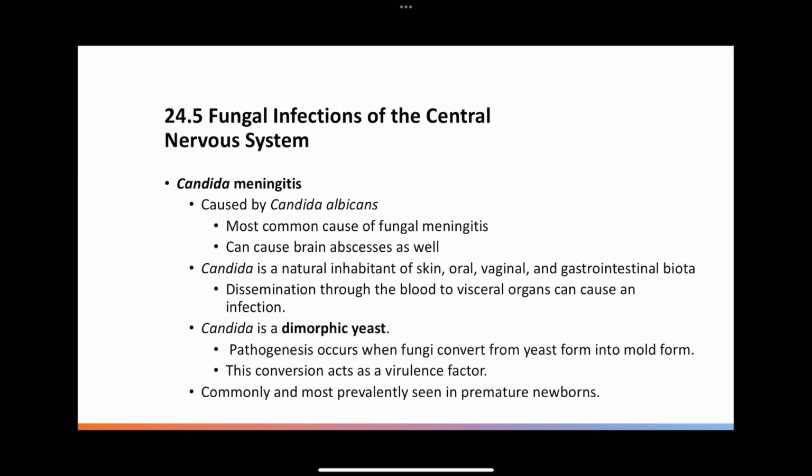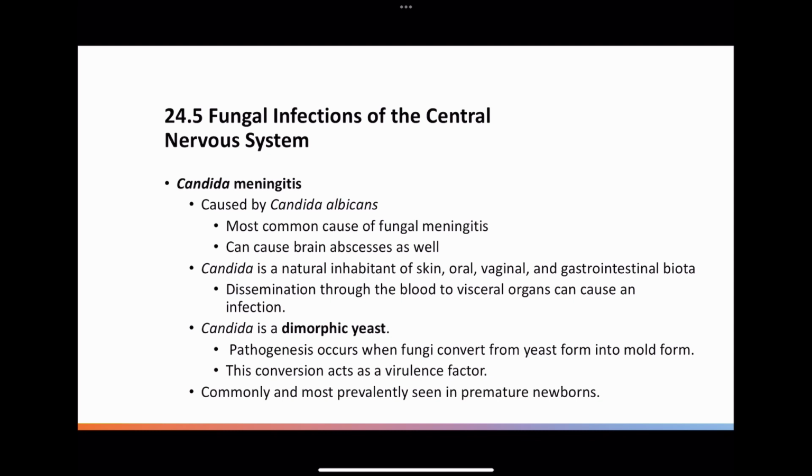The first form of fungal meningitis is Candida meningitis, which is caused by Candida albicans, which is most commonly known for causing yeast infections. This is the most common cause of fungal meningitis, and it can also cause brain abscesses as well. Candida is a natural inhabitant of the skin, oral, vaginal, and gastrointestinal biota. The dissemination through the blood to visceral organs is what causes an infection.